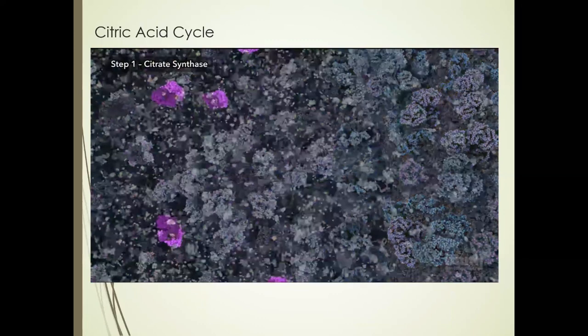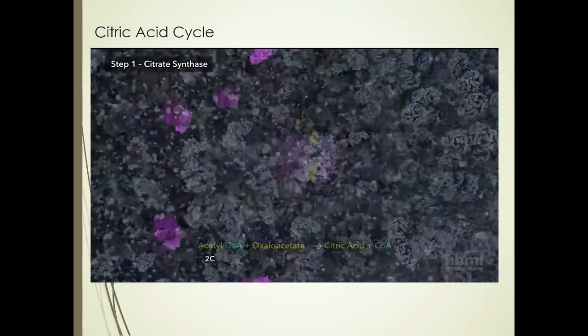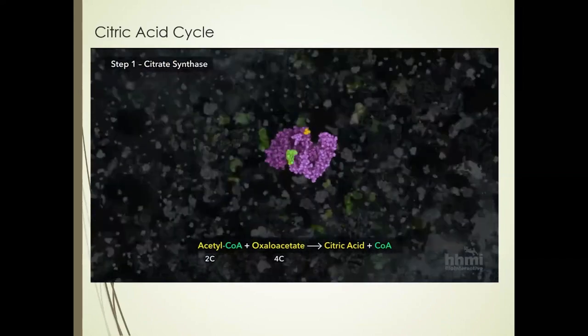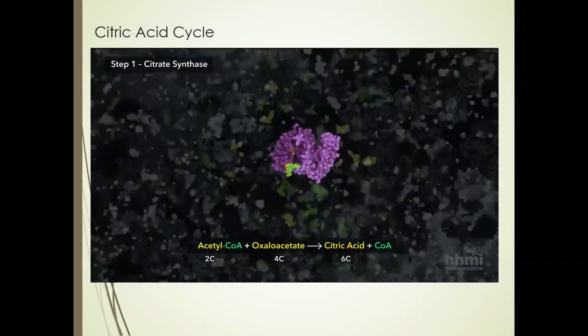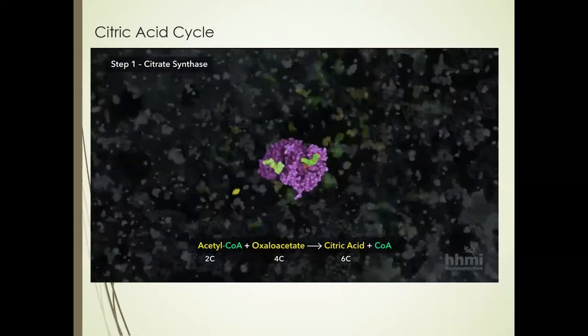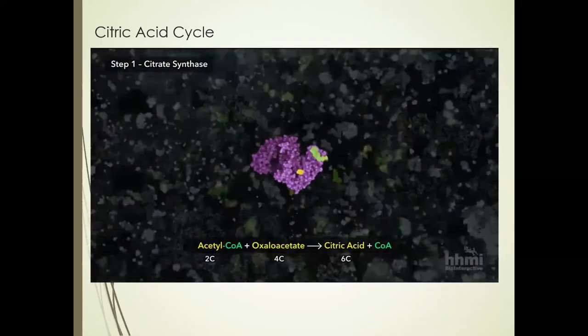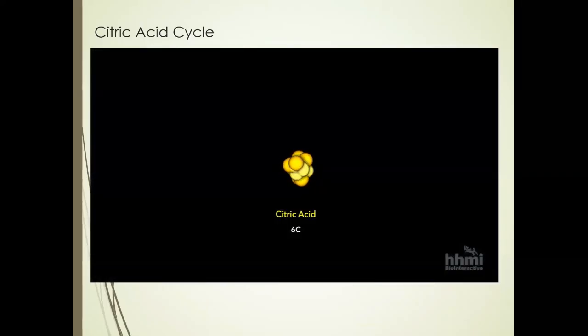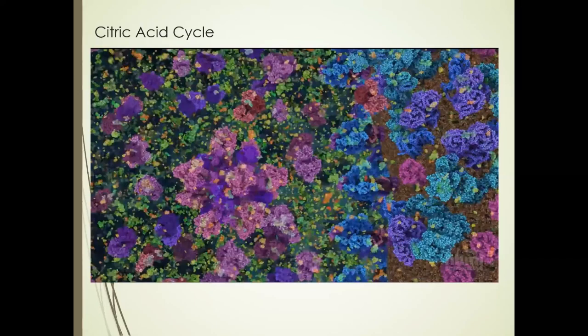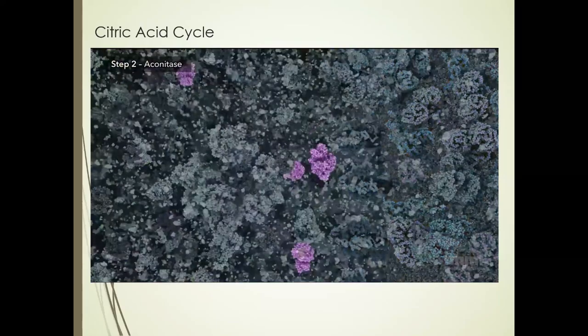Step 1 is the catalytic transfer of a 2-carbon acetyl group from coenzyme A to 4-carbon oxaloacetate, creating 6-carbon citric acid, the molecule that gives the cycle its name. Citric acid is used by your cells for the biosynthesis of fatty acids, lipids, and cholesterol, and is also the substrate for step 2 of the citric acid cycle.